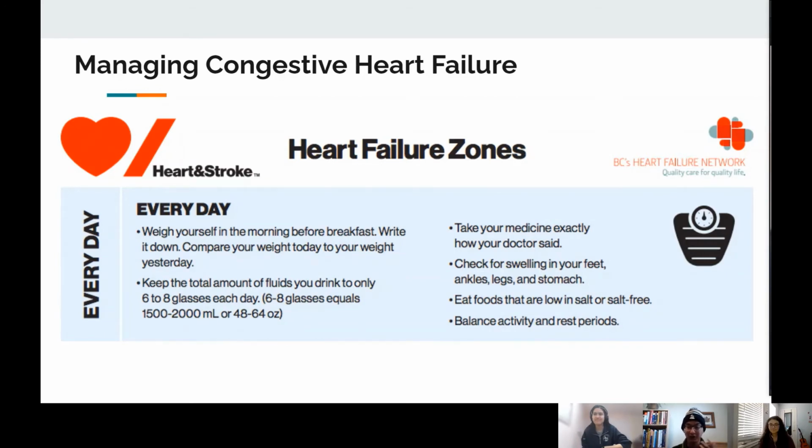You'll be taking your medication according to the way your doctor prescribed. And if you have any questions, always feel free to reach out to your clinician to clarify those, because we want to make sure you're taking the medication correctly. You're also going to check for swelling in your feet, ankles, legs, and stomach, and try to make sure that you're eating food that's low in salt or salt-free. So make sure that you're balancing activity and rest periods to make sure that you're giving yourself enough time and preventing those bouts of extreme shortness of breath or fatigue.